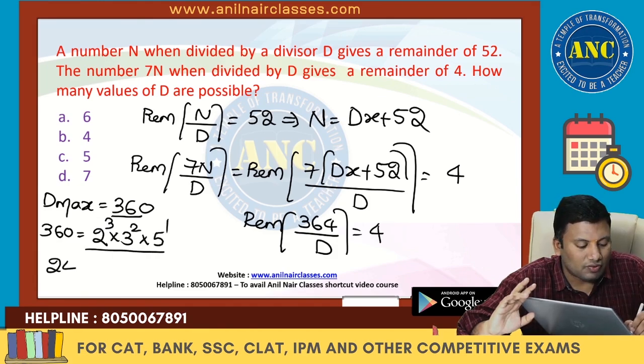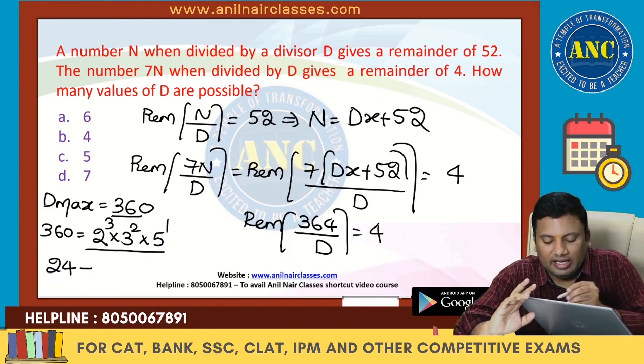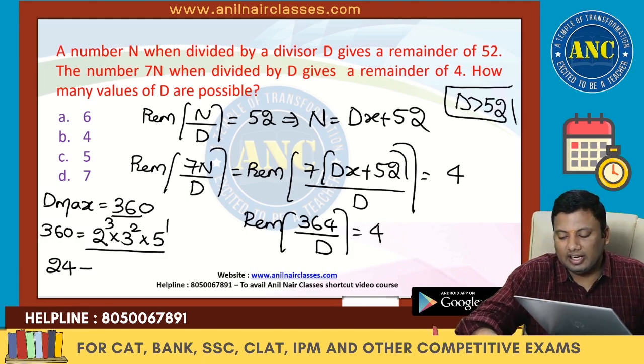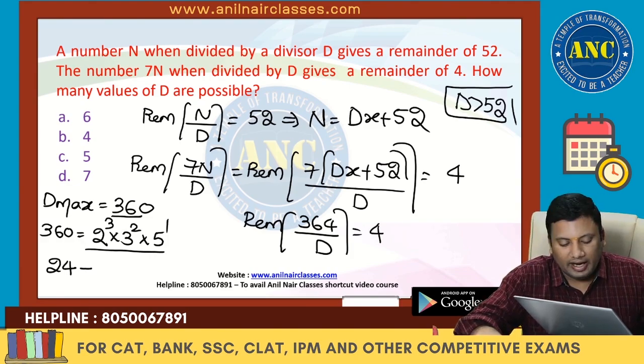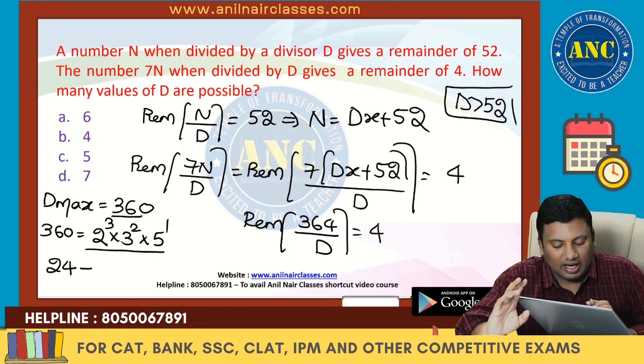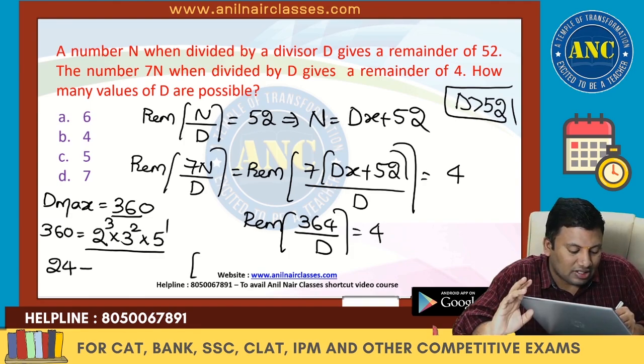In total I got 24 factors, but it is very clearly visible that D should be greater than 52. Right? The remainder is less than the divisor. The divisor should be greater than 52. So we should eliminate all the factors which are less than 52 from the factors of 360.